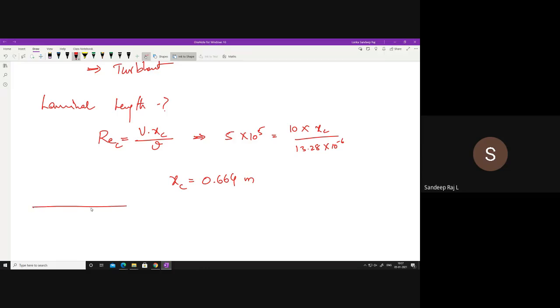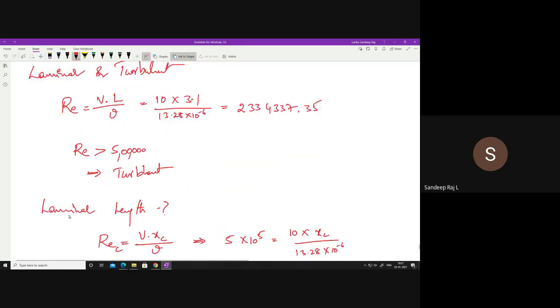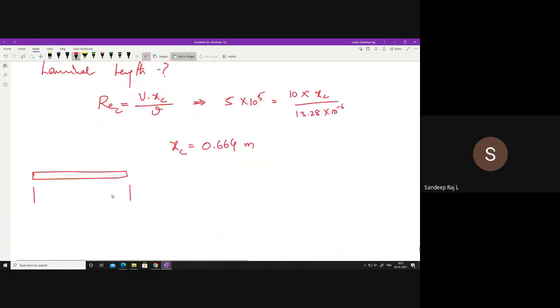What is the entire length? It is 3.1 meters. In 3.1 meters, your 0.664 in the beginning is laminar. The remaining, that is 3.1 minus 0.664, is turbulent. That's the meaning of it.